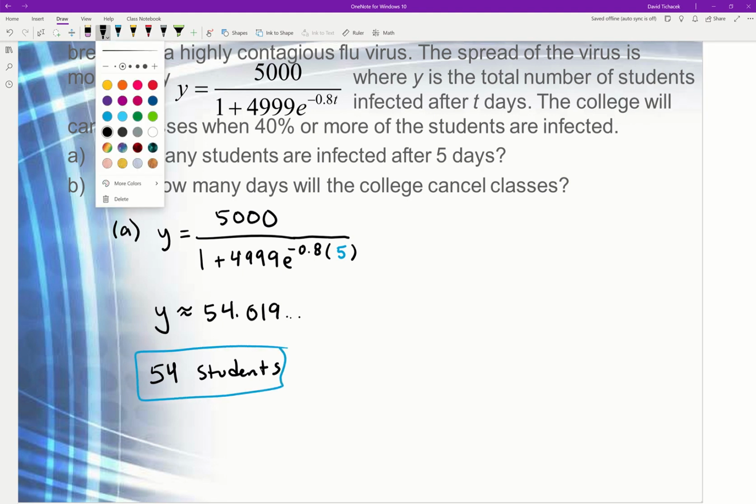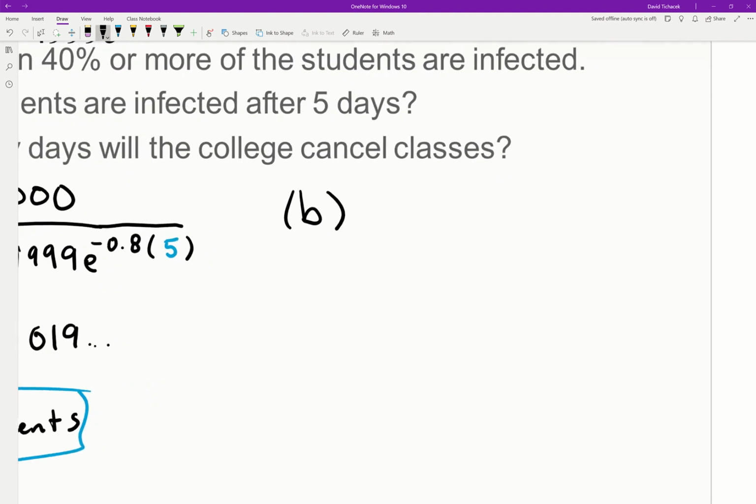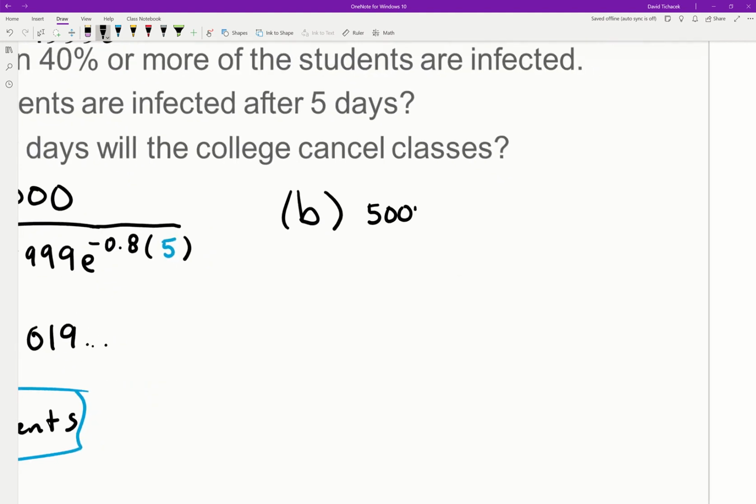Perfect. Okay. And then for part B, it says, after how many days will the college cancel classes? The first thing we need is to read that they're going to cancel classes when 40% of the student population is infected. So the first thing we should calculate is taking that initial population of 5,000 and multiplying that times 40% to figure out what 40% of 5,000 is. And of course, that's going to equal 2,000 students.